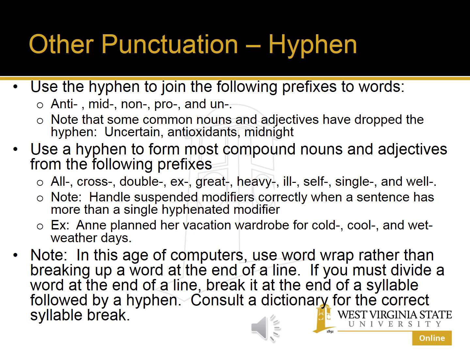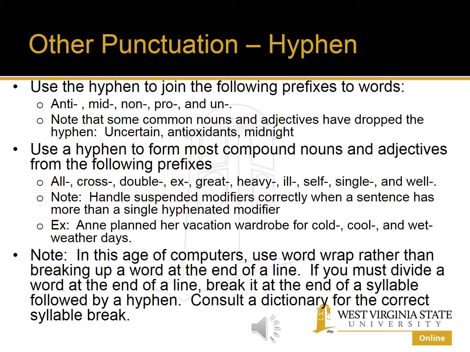When the modifier is suspended, you need to handle that correctly when a sentence has more than a single hyphenated modifier. For example, Anne planned her vacation wardrobe for cold-weather days, cool-weather days, wet-weather days. In each of these examples, the cold, cool, and wet are being joined with a hyphen to the noun weather. But we don't want to repeat cold weather, cool weather, wet weather.